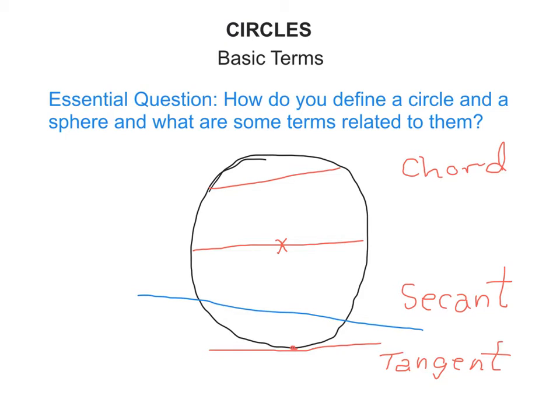Now, remember in our essential question, we said we were going to define a circle and a sphere. Well, we haven't talked anything about spheres yet, but what is a sphere? A sphere, put very simply, is a three-dimensional circle. The proper geometric definition would be a sphere with a center and radius is the set of all points in space at a distance equal to the radius from the center. So it's a three-dimensional circle. It's a ball, if you will, like a basketball or a beach ball.